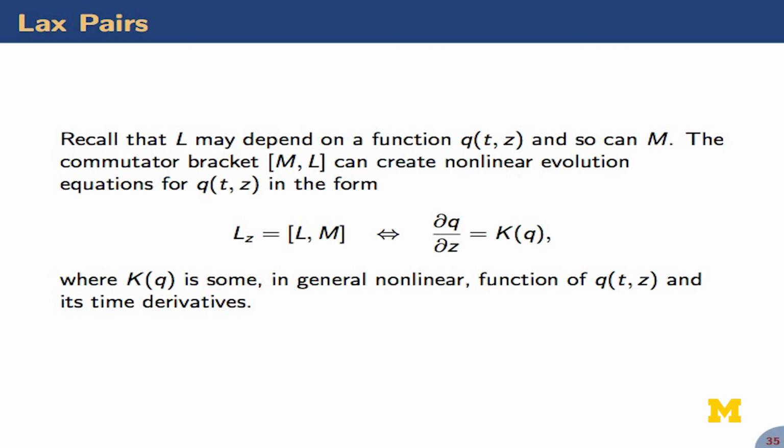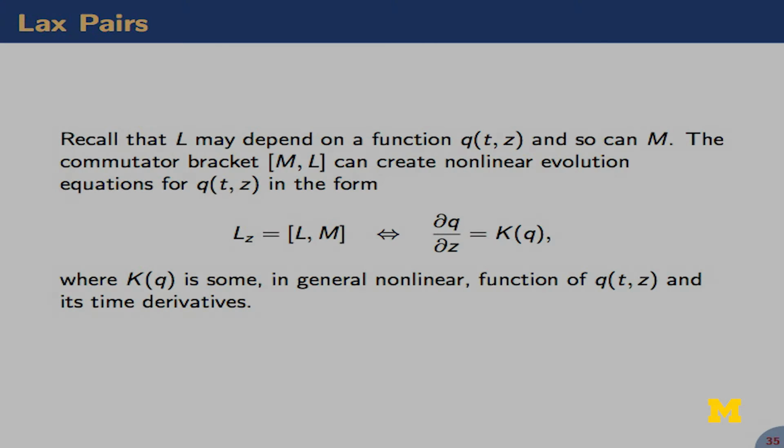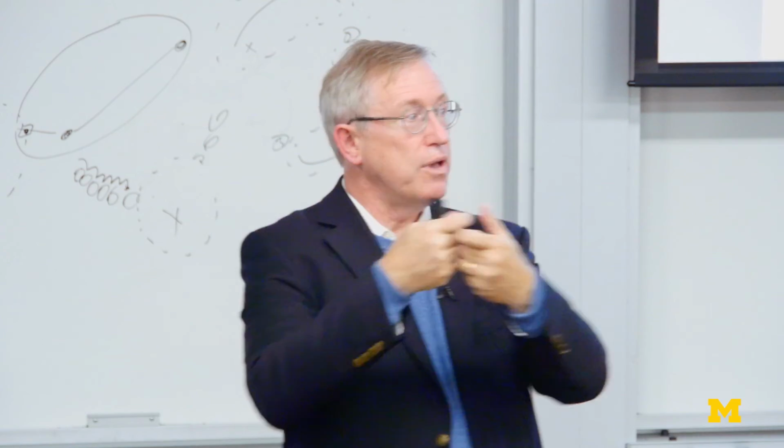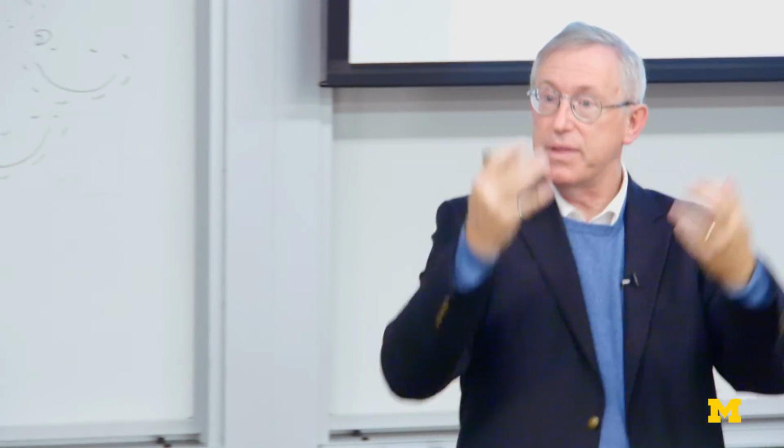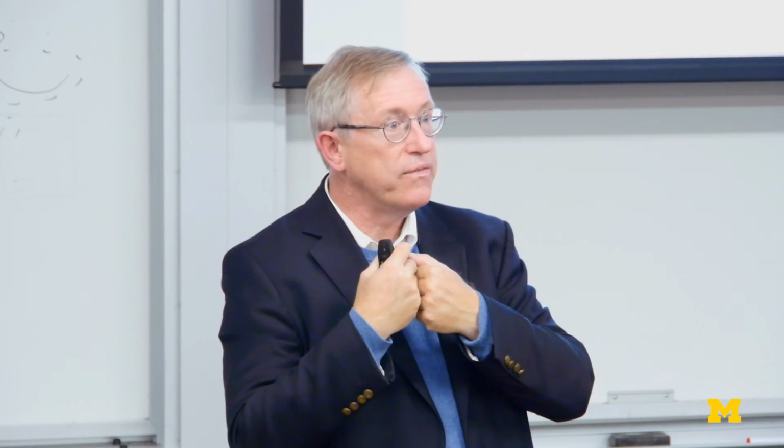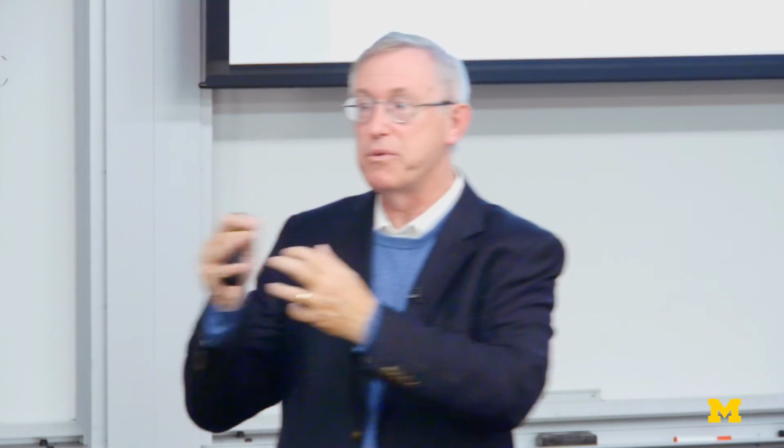Okay, now because L and M don't necessarily commute, you can make nonlinear things happen, because the operator L and the operator M can depend parametrically on your signal. And you have LM minus ML. LM can be some polynomial function, or some nonlinear function, of the signal Q, and LM is not the same as ML.